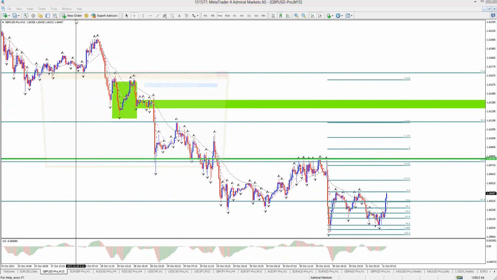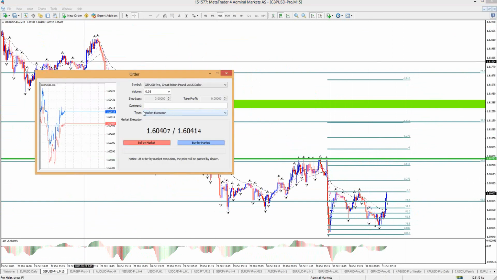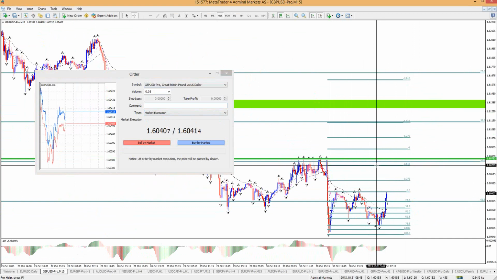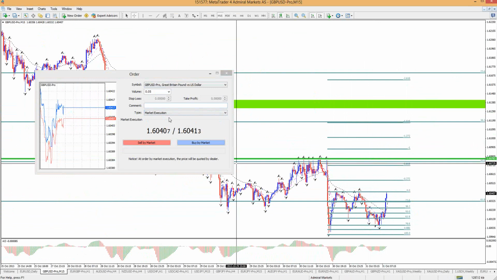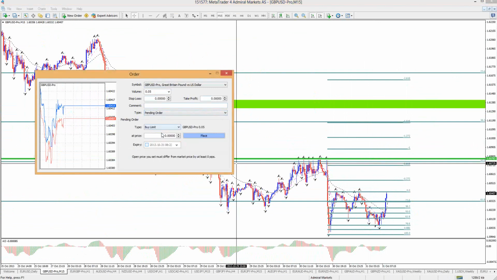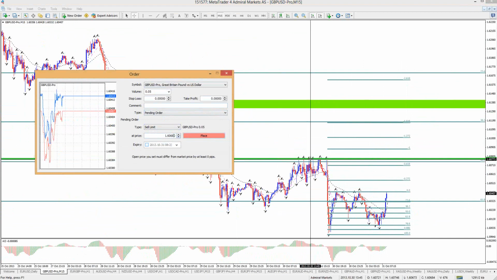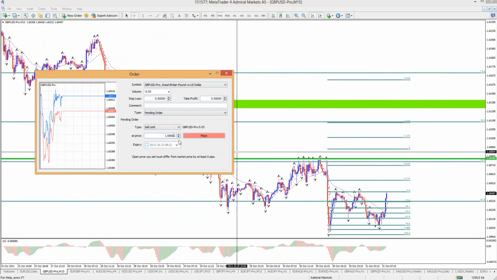I'll put a pending order there. I mean, if it does reach that target, I don't know if it goes that high. I think it's a small risk. 160.68 probably, with a stop loss just above this top, which would be 83.